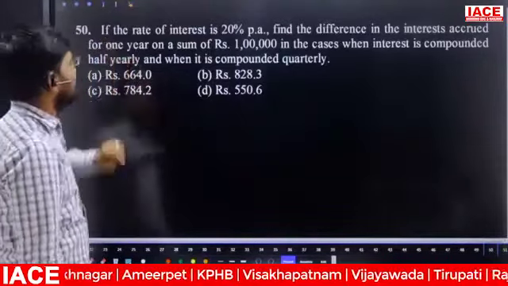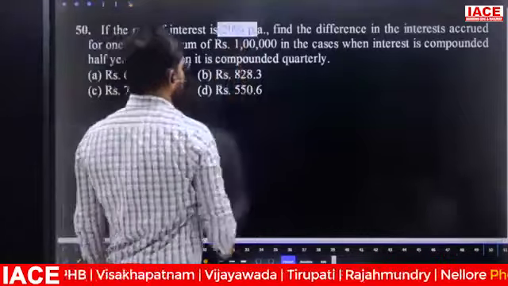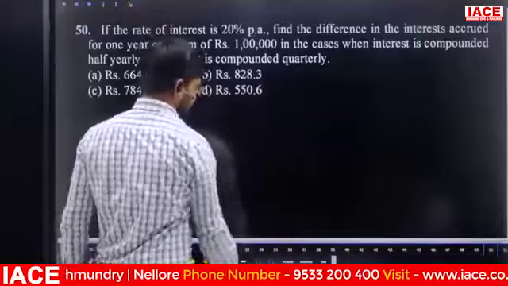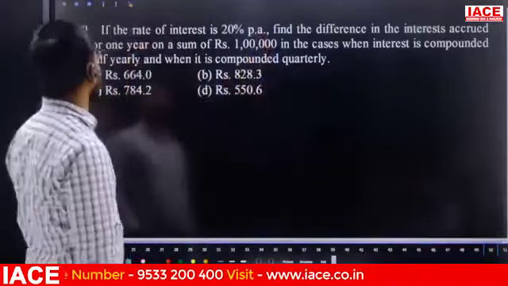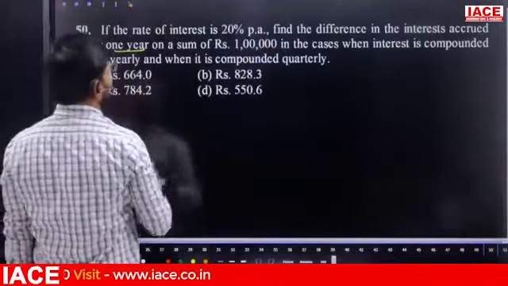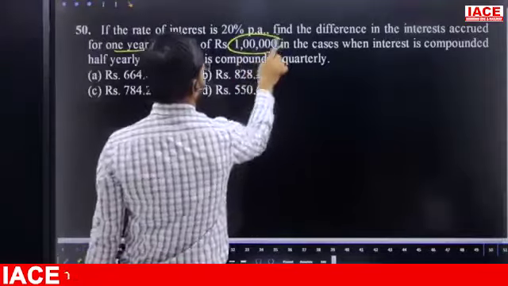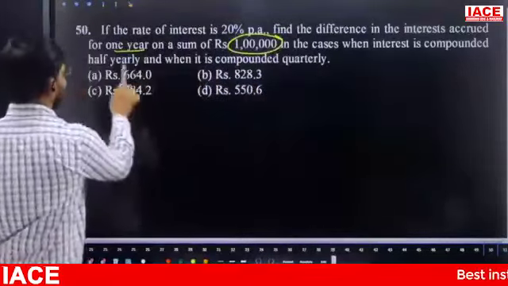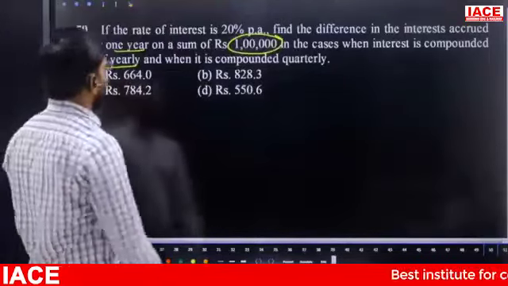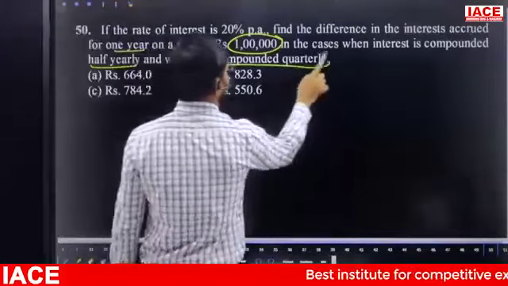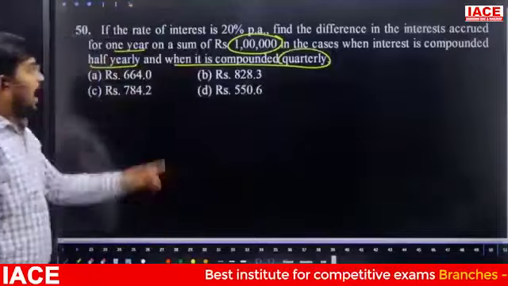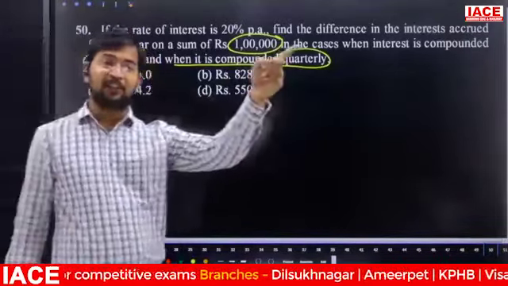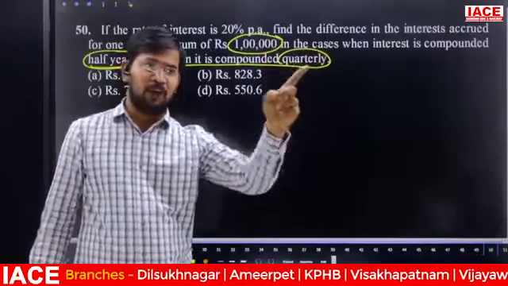If the rate of interest is 20% per annum, find the difference in the interest accrued for 1 year on a sum of 1 lakh in the cases when the interest is compounded half yearly and when it is compounded quarterly. So in the previous case, it was simple interest to compound interest.